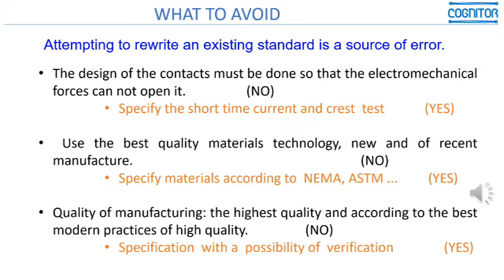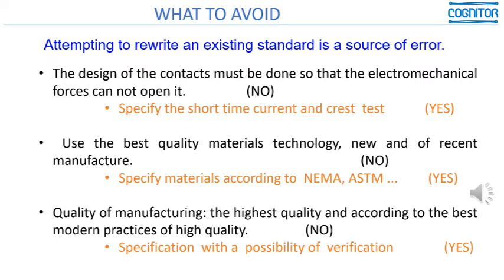As I was saying, to attempt to rewrite the existing IEC standard is a source of error. Some examples are here. The design of the contact must be done so that the electromechanical forces cannot open it. This is a wrong and inefficient sentence because nobody will prove this. It is not a verifiable statement. The correct thing is just to specify the short-time current and crash test. These are tests specified in the IEC standards just to check this statement.